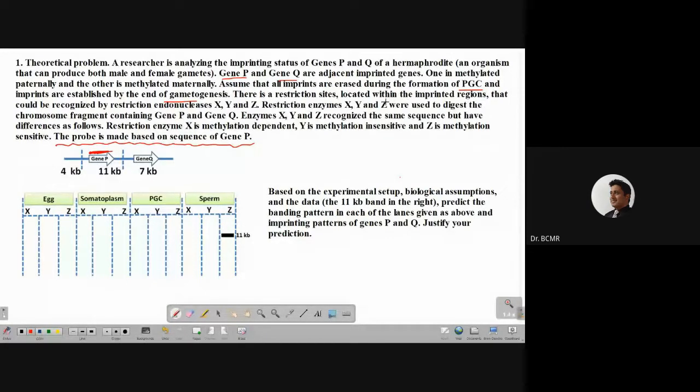There are restriction sites, and these are the dotted lines that are given. Those sites could be recognized by three different restriction endonucleases, X, Y, Z. X and Y have a difference. X is methylation dependent, and Y is methylation independent, or sorry, insensitive, and Z is methylation sensitive.